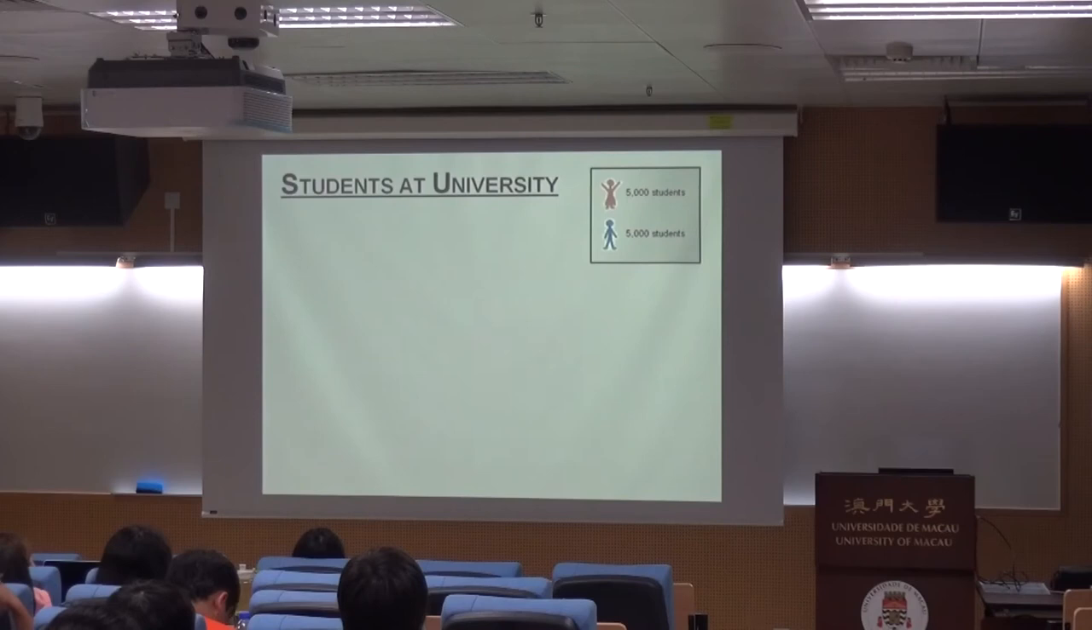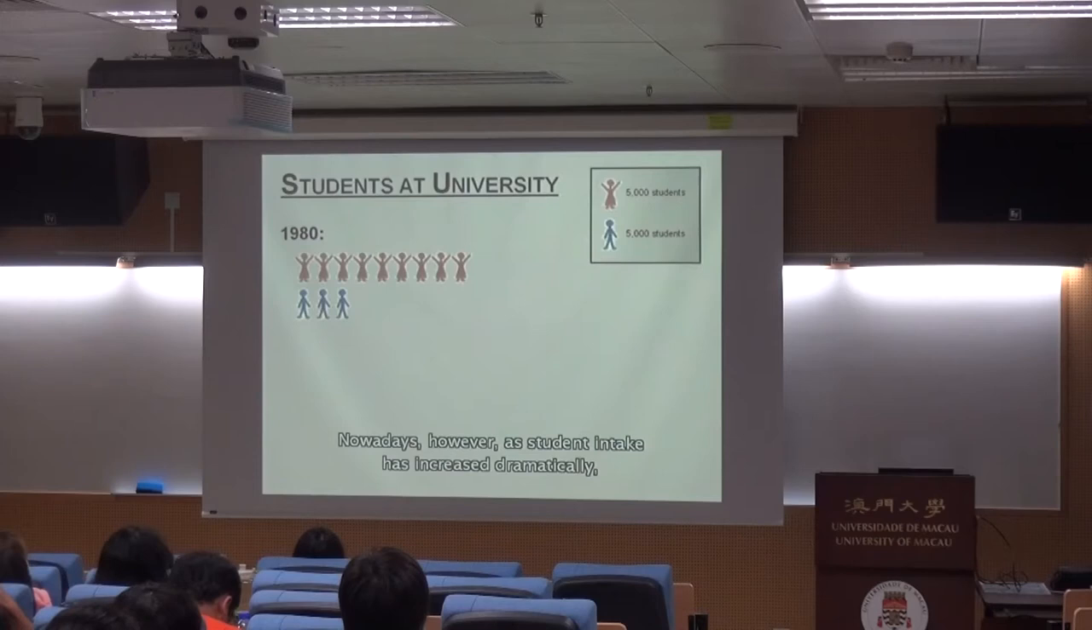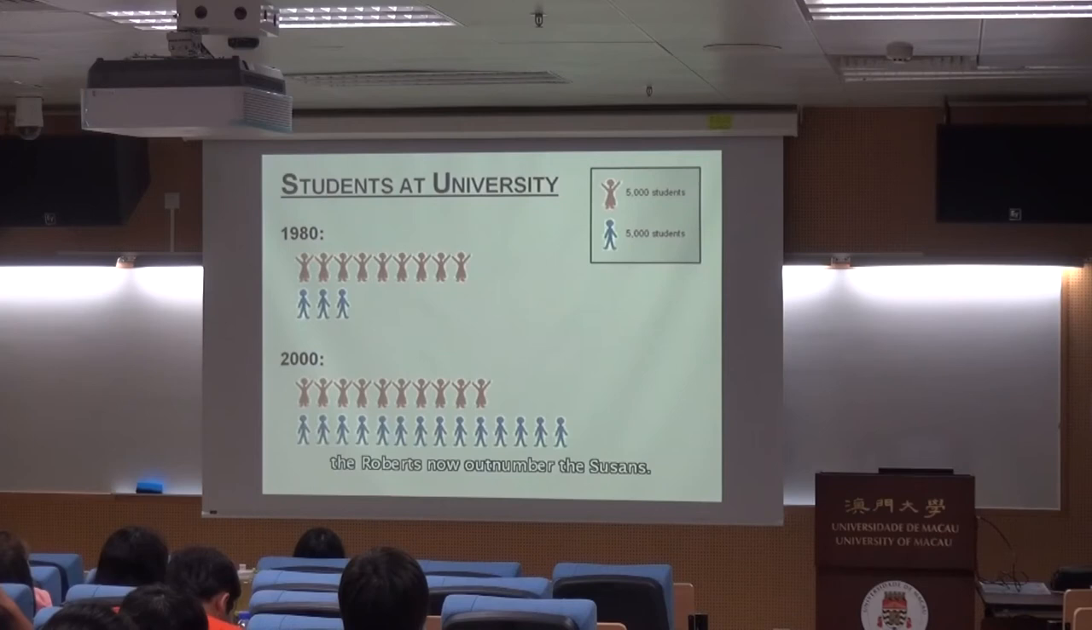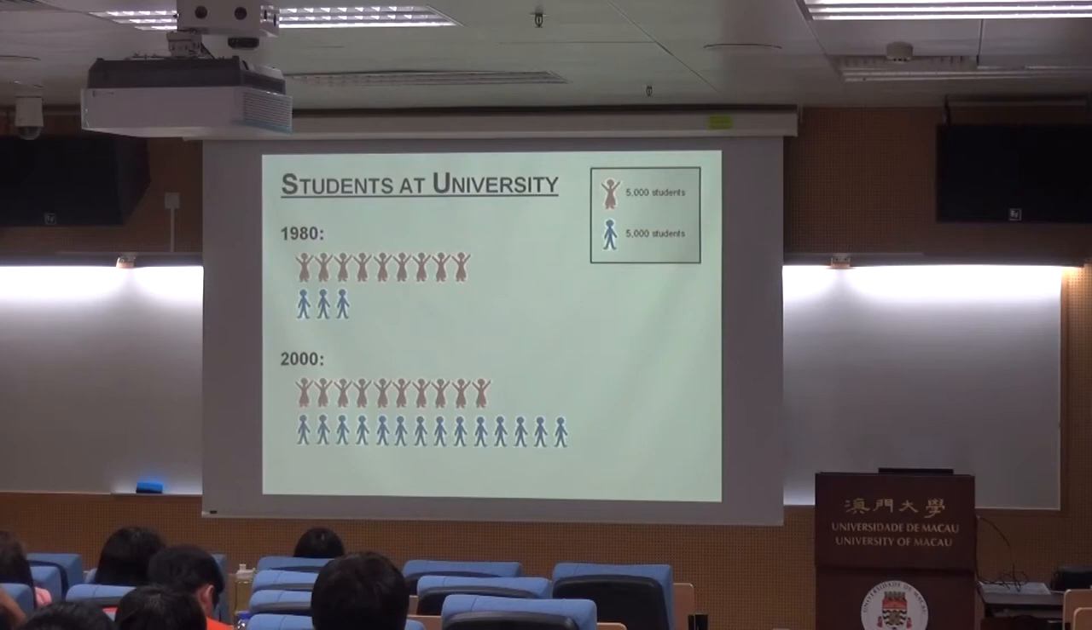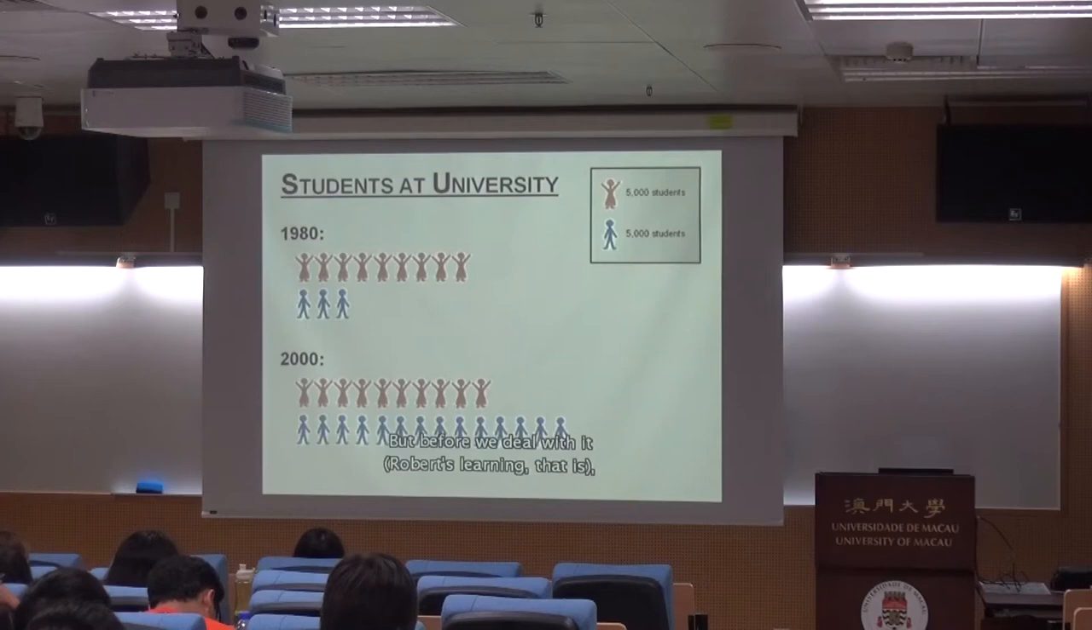20 or 30 years ago, there were mostly Susans at the universities. Nowadays, however, as student intake has increased dramatically, the Roberts now outnumber the Susans. This makes for a considerable problem which is important to tackle for any responsible modern society. But before we deal with it, Robert's learning that is, we need to take a look at the situation from a different perspective.